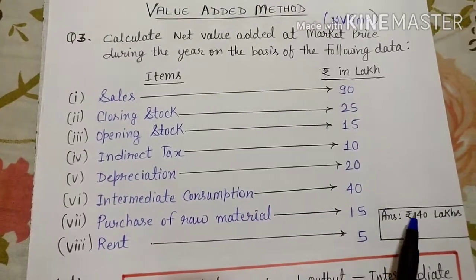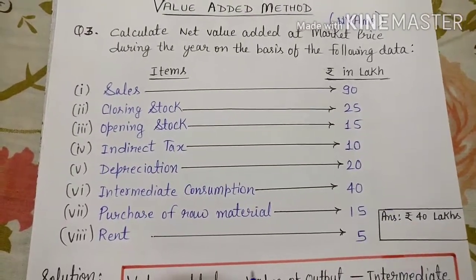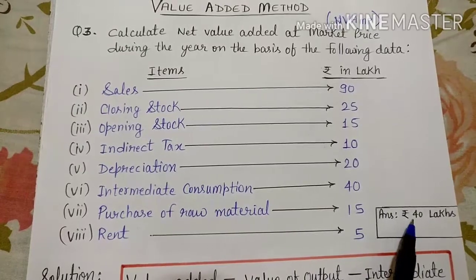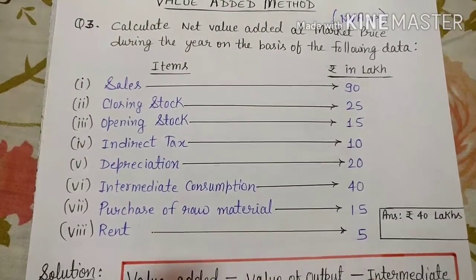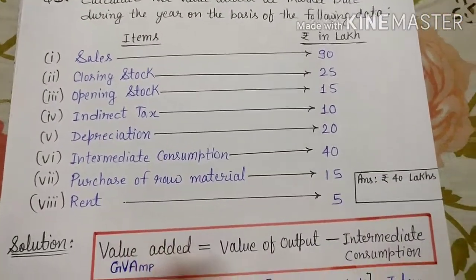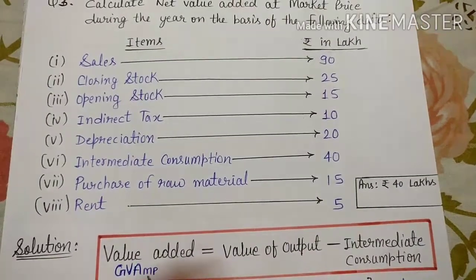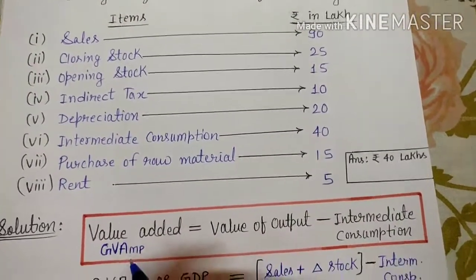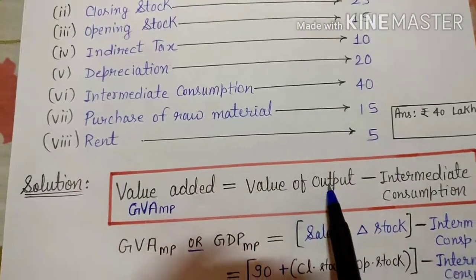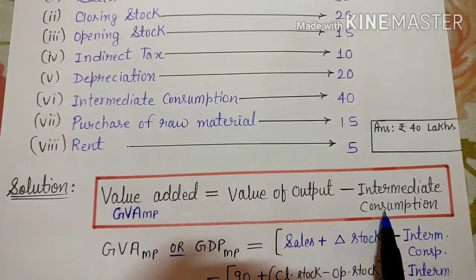Okay. The answer is already given, 40 lakh. So we have to find the solution. Let's check whether our 40 lakh answer is coming or not. So we know the formula for value added, or we can say GVA at MP, or GDP at MP, same thing only. What is the formula? Value of output minus intermediate consumption.